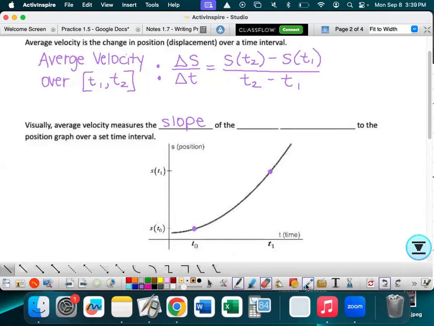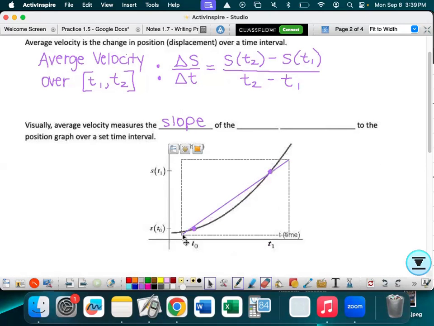Now I'm going to cheat. I'm just going to use a straight line from my Promethean. Oh, that's really thick. A little bit thinner. Better. Okay. Do you know what kind of line that is? A line that connects 2 points from your graph is called a secant line. So the average velocity measures the slope of the line that is secant to the position graph over a set time interval.